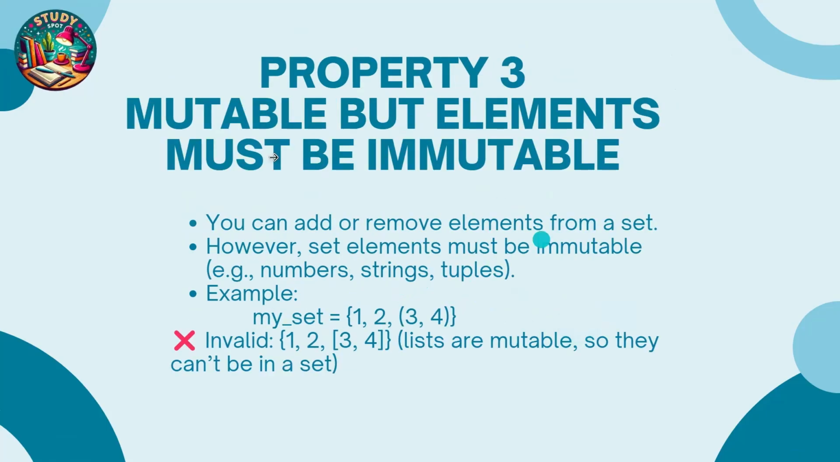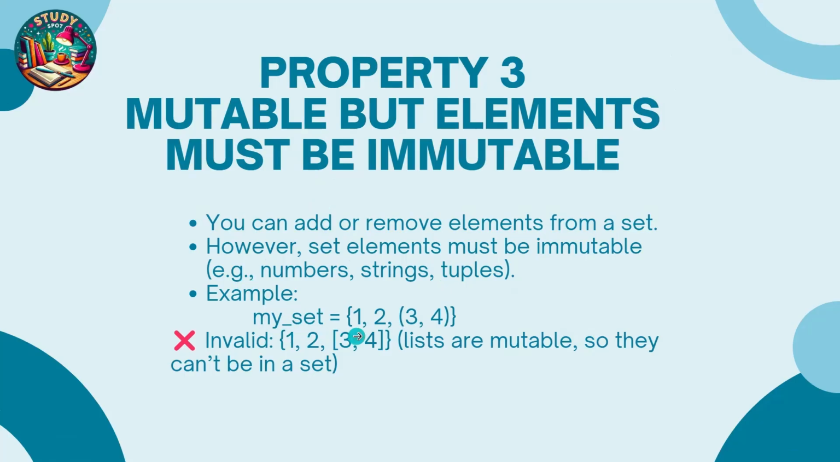Next one is property 3. A set is mutable, but its elements must be immutable. That means we can add or remove elements from the set. However, the set elements must be immutable, for example numbers, strings, and tuples.